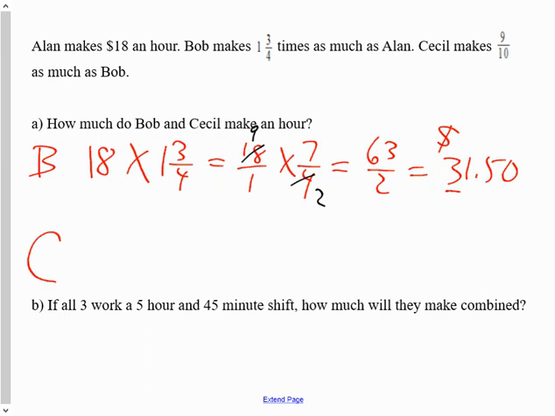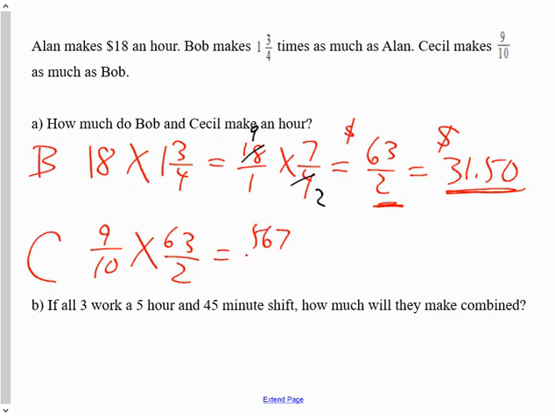Now, as a dollar amount, that's what Bob makes. As a fraction amount, 63 halves is what he makes. So 9/10 of Bob's amount. This expression represents Cecil's money, which is 540 and 27, 567 over 20.